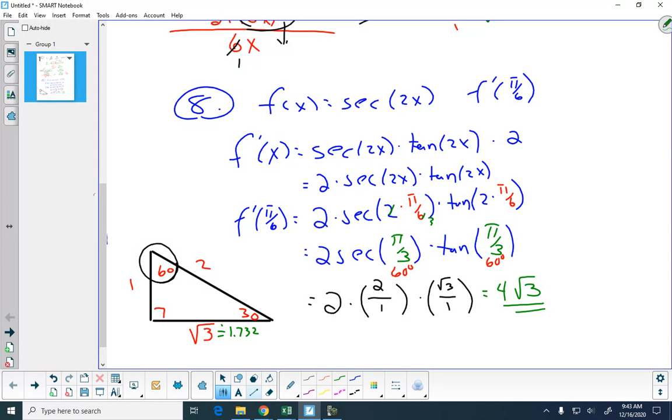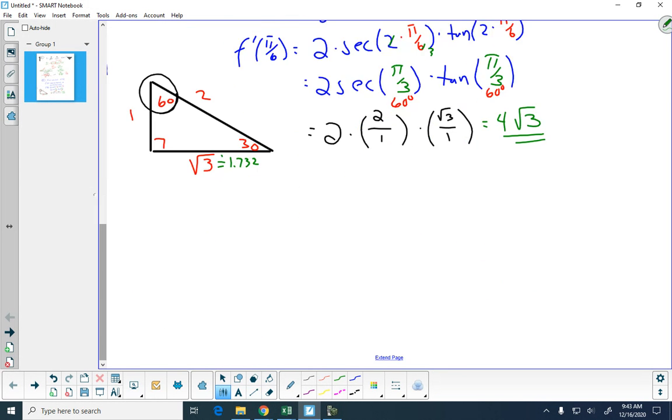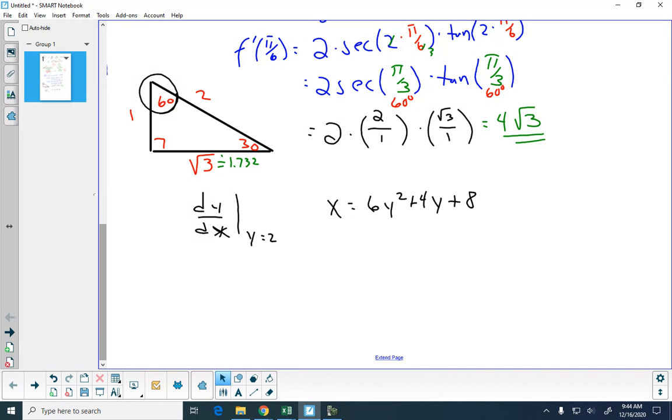Problem number 9 is a little bit different also. I want to calculate dy/dx, and I'm giving it a y value of 2. We want to evaluate it at y equal to 2. We're left with x is equal to 6y squared plus 4y plus 8. So we want to run this through and calculate our derivatives.